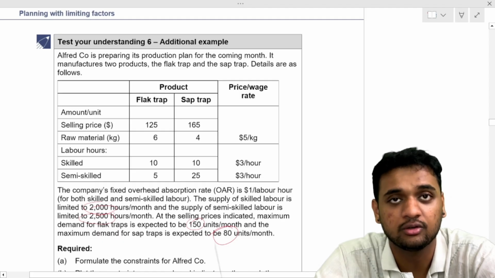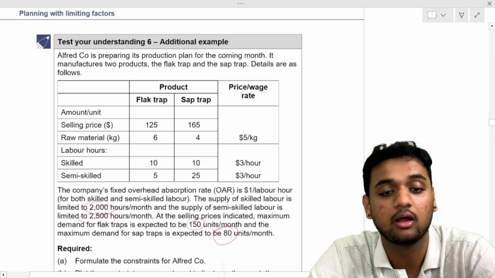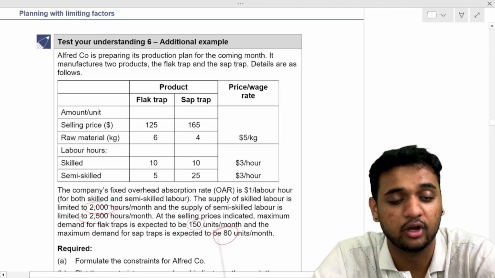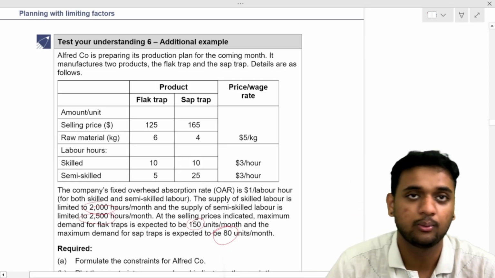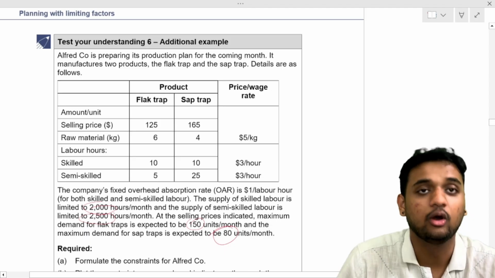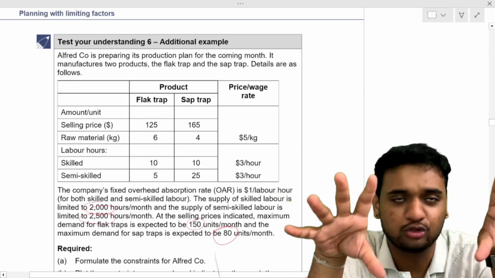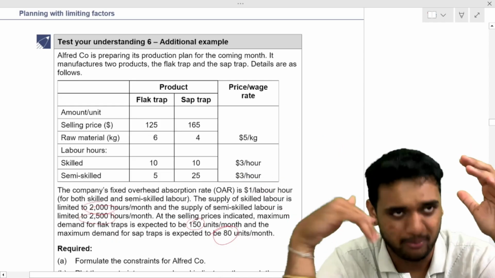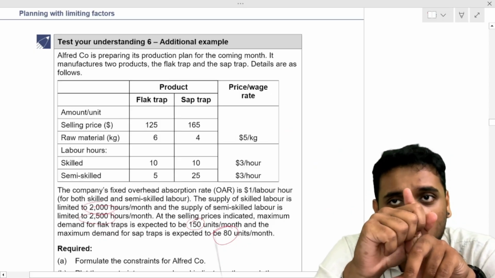How do you find contribution? How do you find contribution per unit? Okay, look at me. We'll go slowly. Always try to visualize from the basics. That's why I'm taking my basics. Listen to me. How do you find contribution?